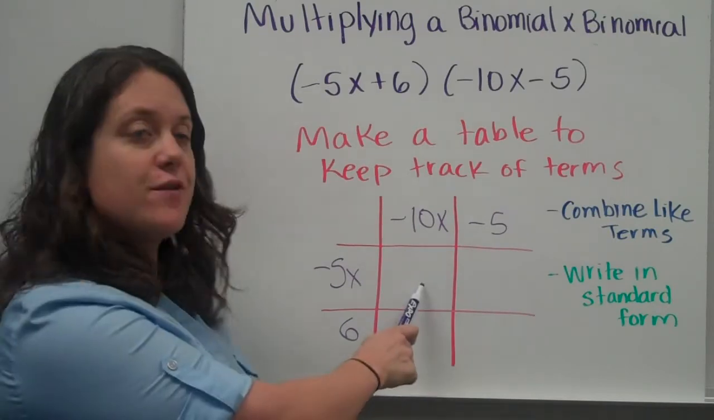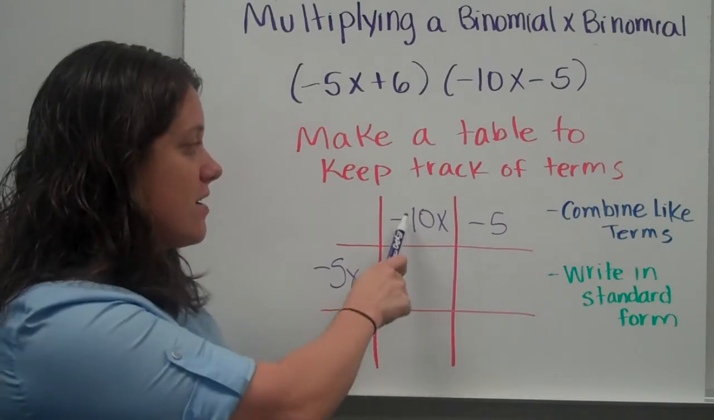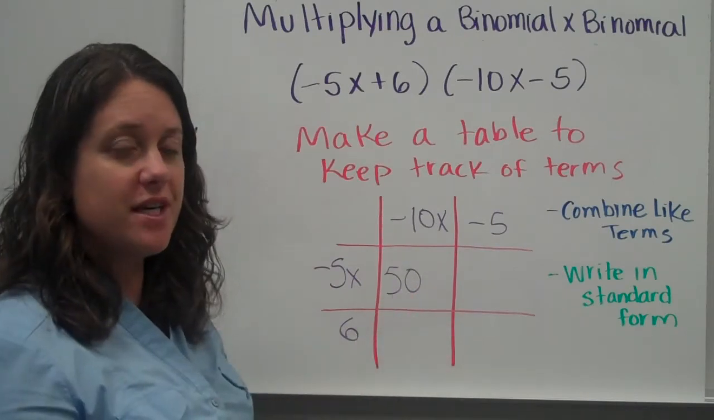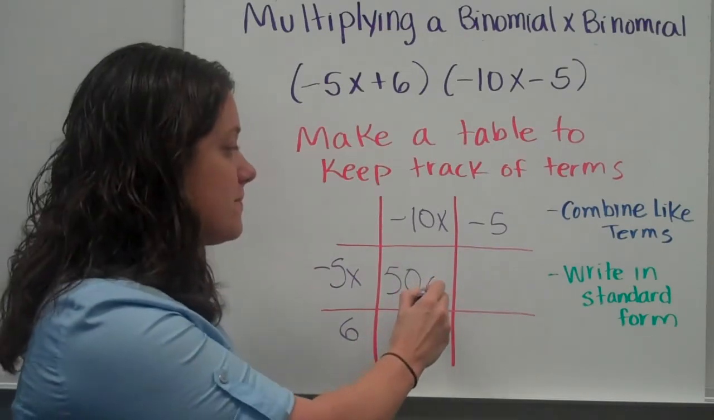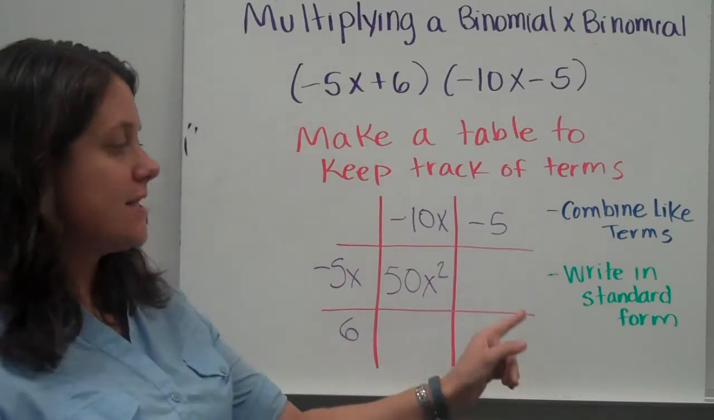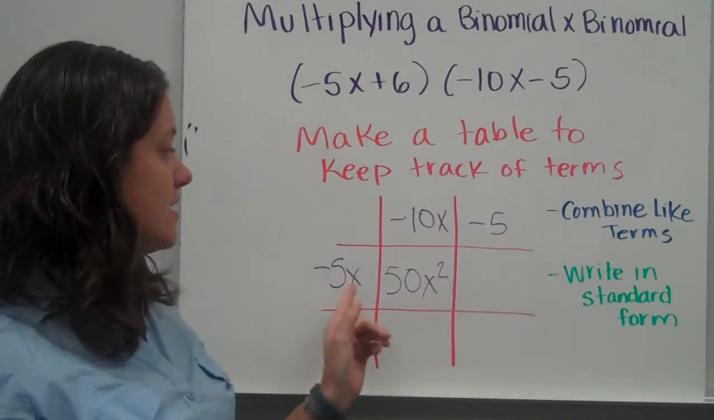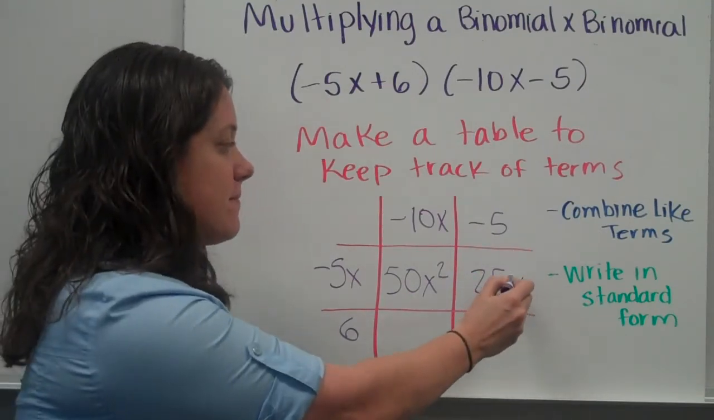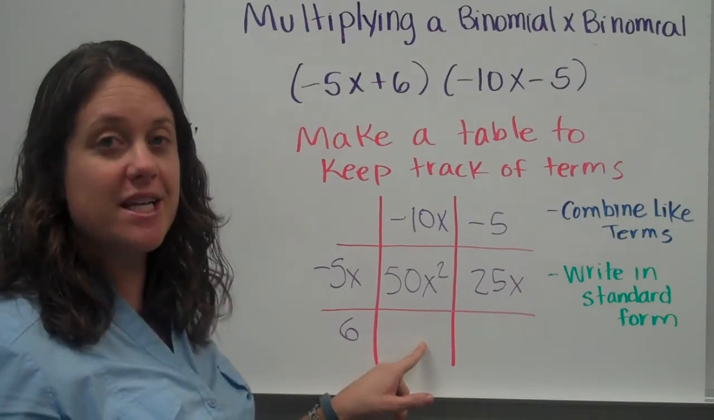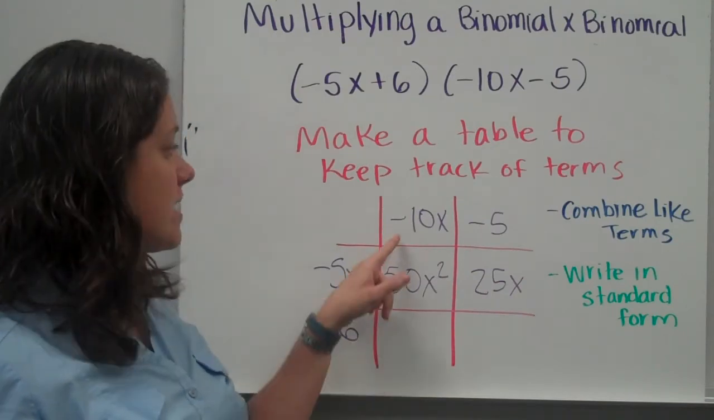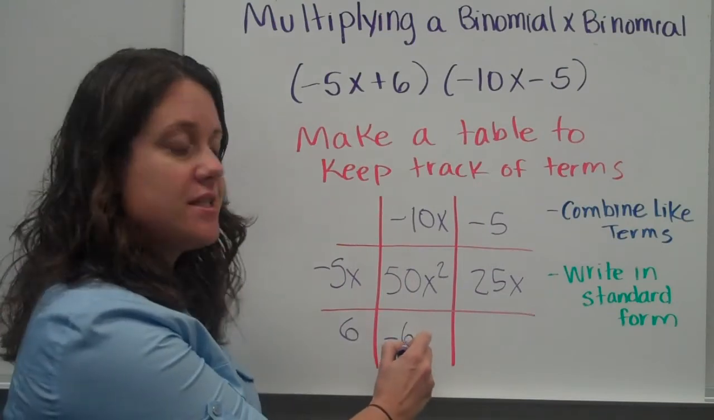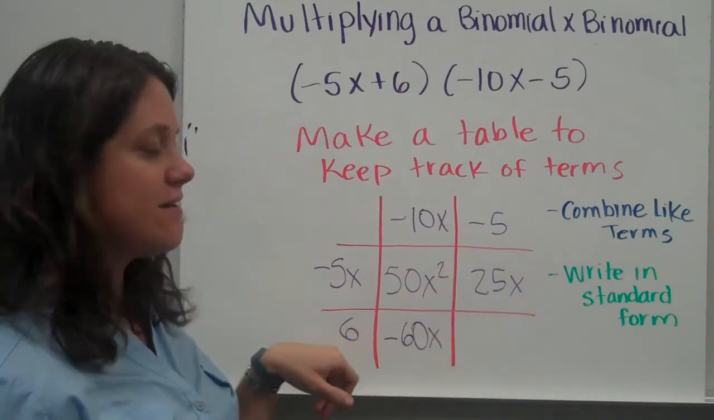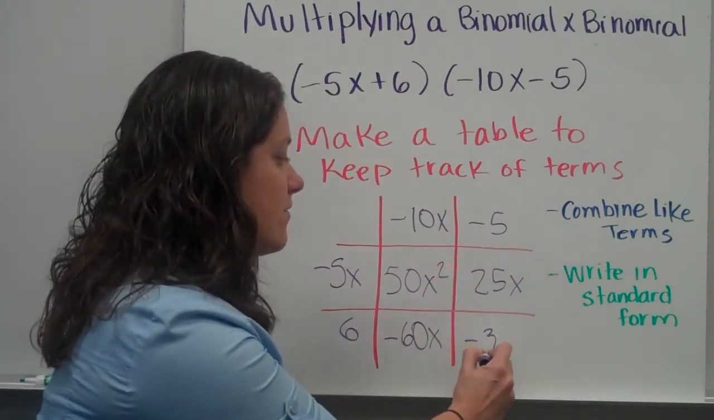So for this first one, I'm going to multiply these two together. Negative 10 and negative 5 makes a positive 50, and then x times x makes x squared. Then for this second box, I'm going to do a negative 5 times a negative 5, which gives me 25x. In this box, I'm going to do negative 10x times 6. A negative 10 times 6 is negative 60, and then add the variable. Lastly here, negative 5 times 6 gives me a negative 30.